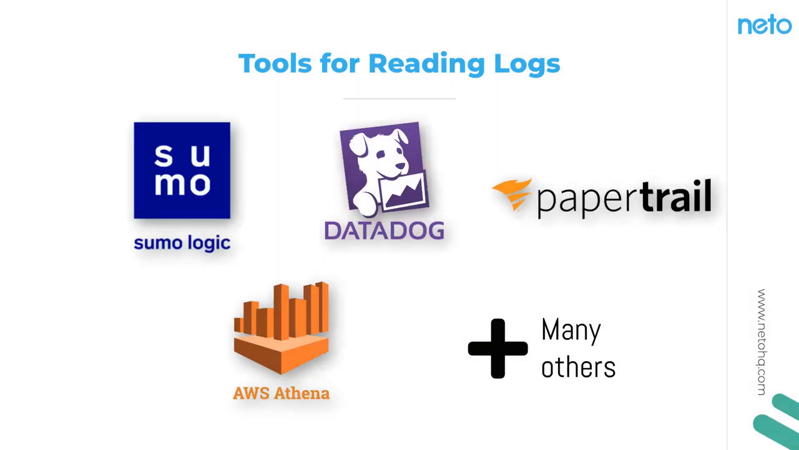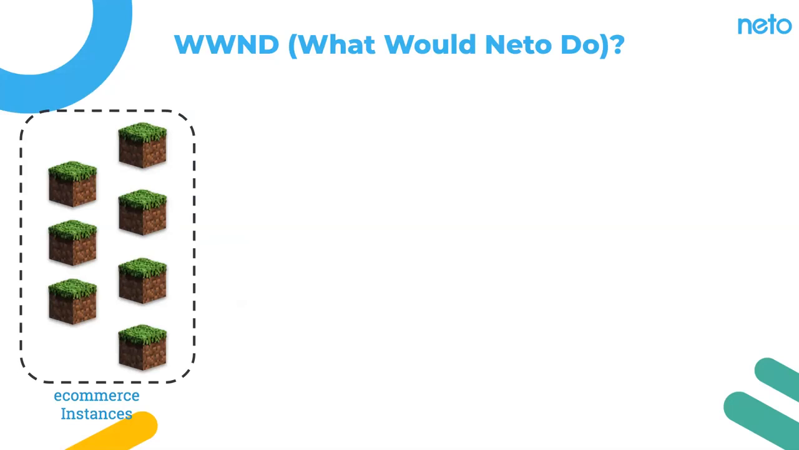Here's where the tooling comes in. These are a few SaaS and PaaS, mostly PaaS services that you can take advantage of. These are the main ones that Neto takes advantage of. So these are the ones I'm going to talk about. And they're just different ways of seeing your data, seeing your logs. So what would Neto do? What does Neto do now?